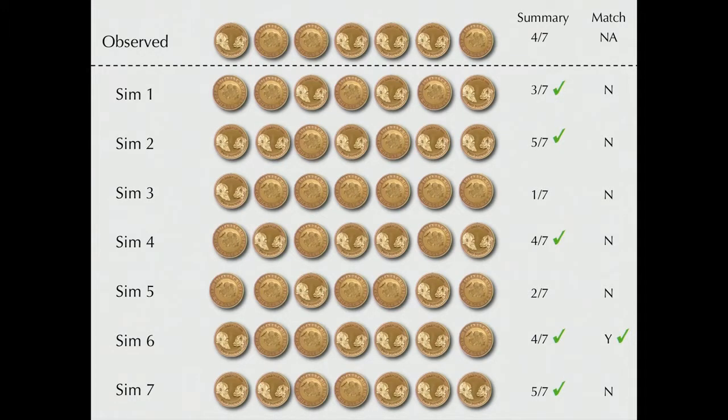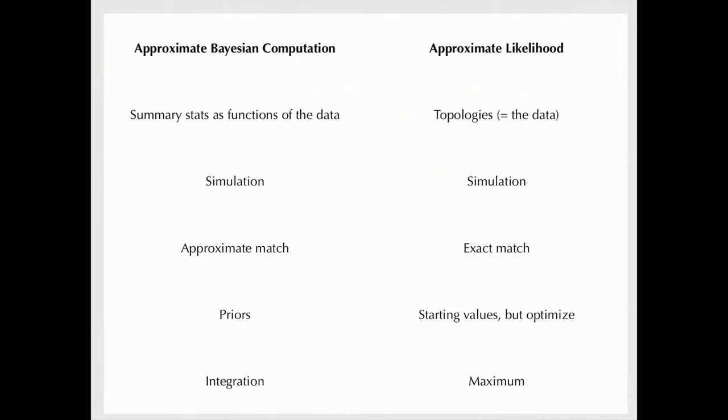And so, comparisons with ABC. Okay. ABC, we have summary stats. Here we just have topologies. We do simulation for both. Approximate match here, exact match here. Here we pull from priors. Here we're trying to optimize numerical values, just try a bunch of ones and find the ones that work best. Here we integrate over uncertainty. Here we just get the maximum.